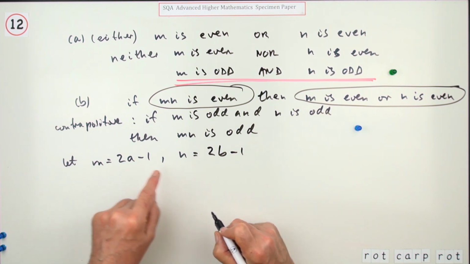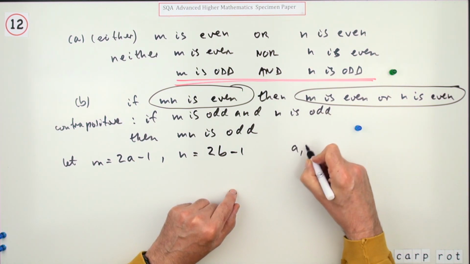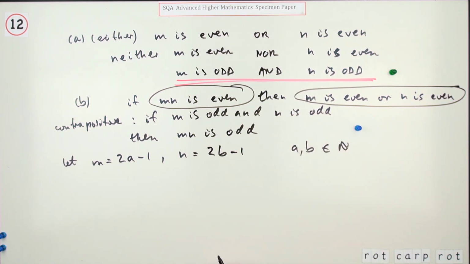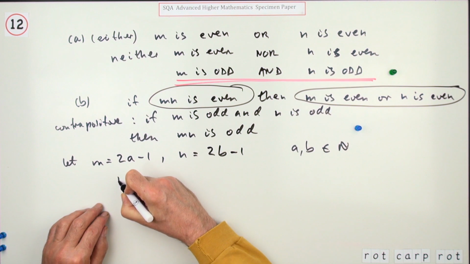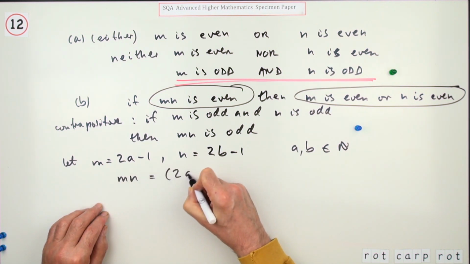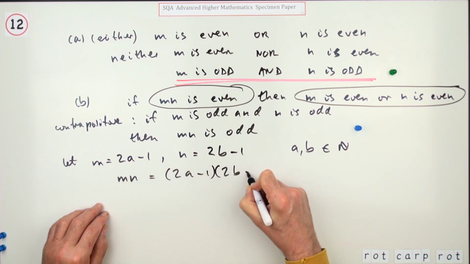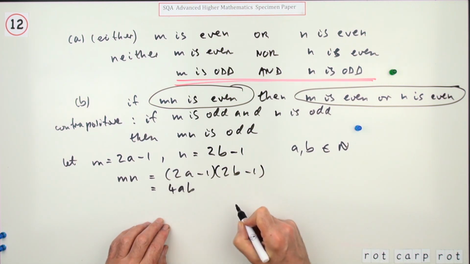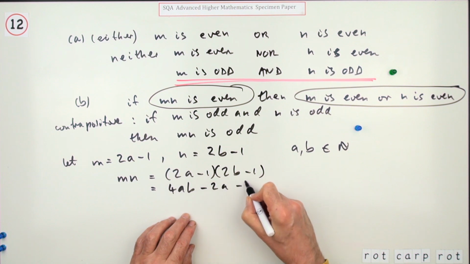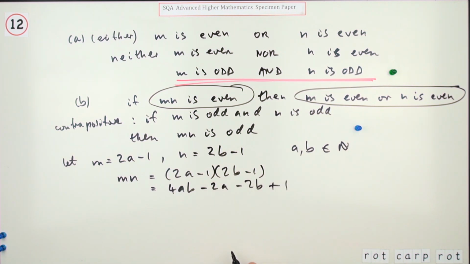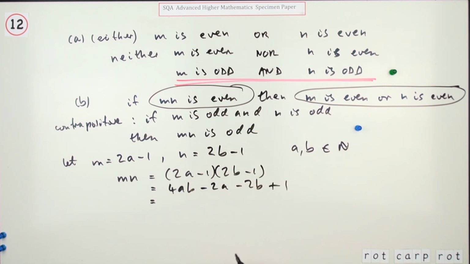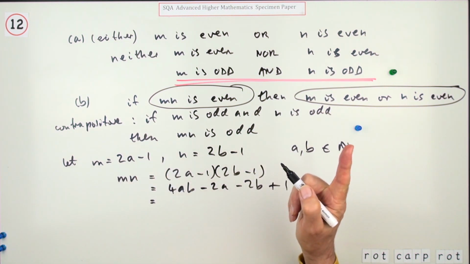So if M is equal to that and N is equal to that, and of course importantly A and B would have to be these positive integers, the natural numbers. Then Mn would equal 2a minus 1 times 2b minus 1. Now you just have to multiply it all out. 4ab minus 2a minus 2b plus 1. You're trying to show it's an odd number. So that means you have to show it's an even number plus or minus 1.